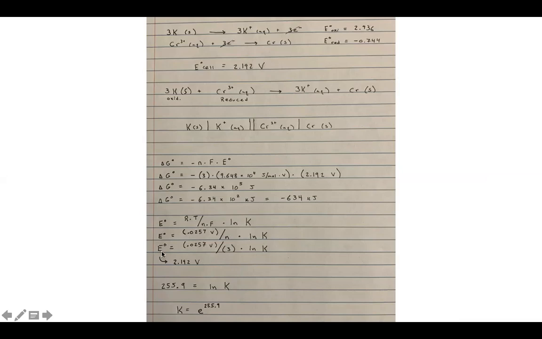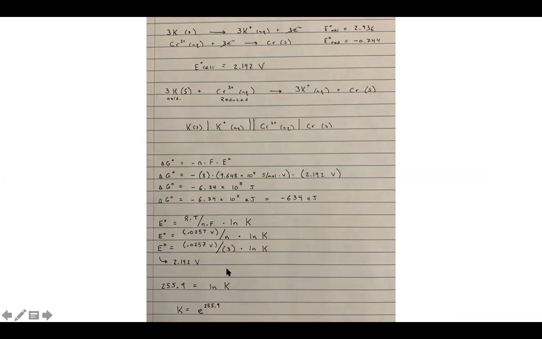Now in this example, our cell potential is going to be what we found above, 2.192 volts, and N is going to be the number of moles of electrons transferred. So again, it's going to be that value of 3. From here, you do a lot of algebraic manipulation, and we find that K would be equal to e raised to the 255.9th power. A super large number. Your calculator can't even do it. Just writing it as an expression is good enough here.